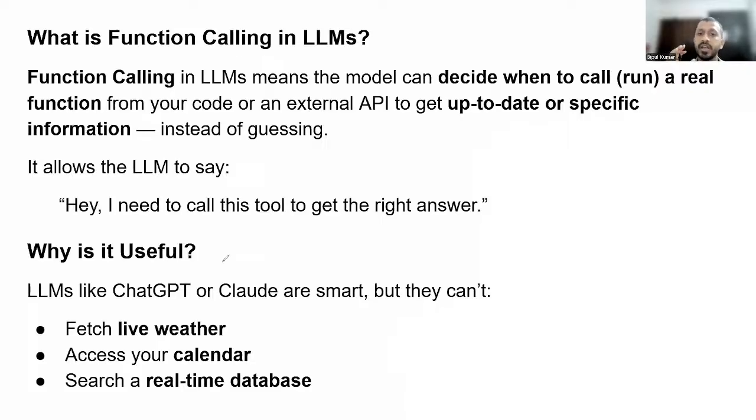So function calling in an LLM means the model can decide when to call a real function from your code or an external API to get up-to-date or specific information. Right. Now, why is it useful? It is useful because LLMs like ChatGPT or Claude are smart, but they can't fetch the live weather. They can't access your calendar. They can't search a real-time database.